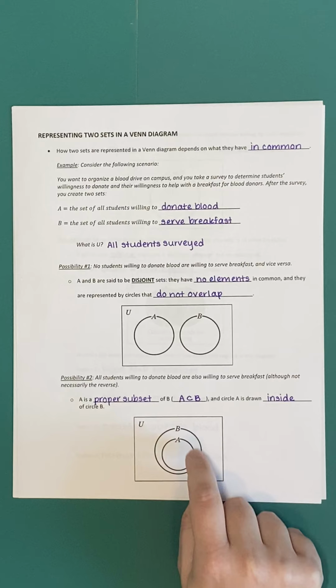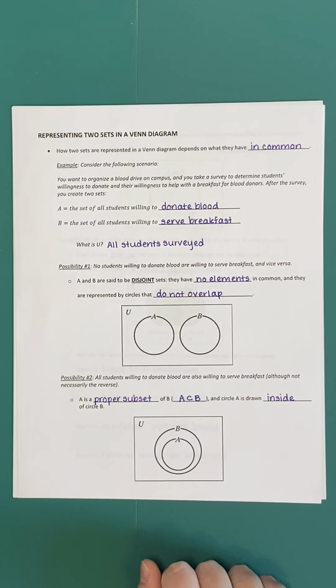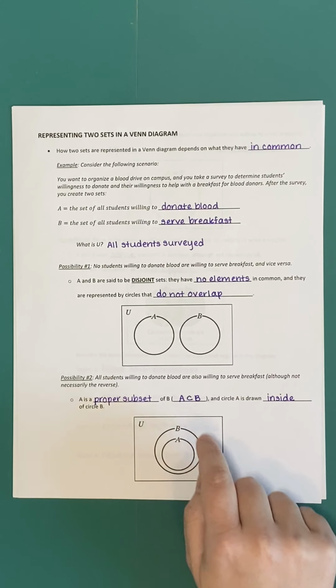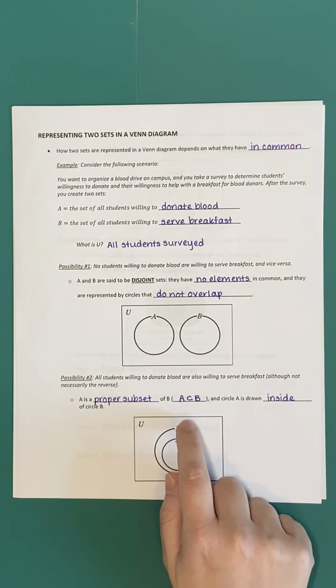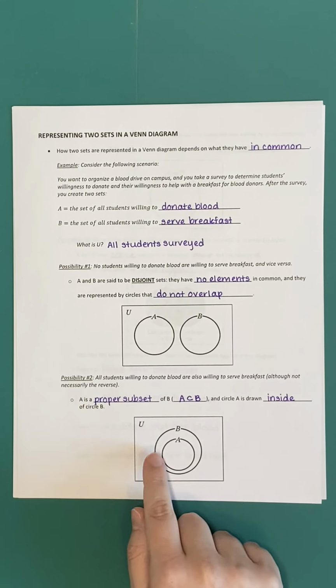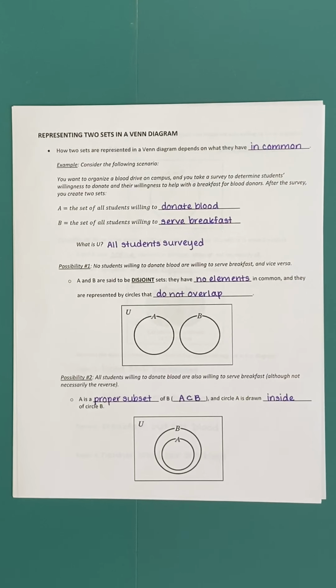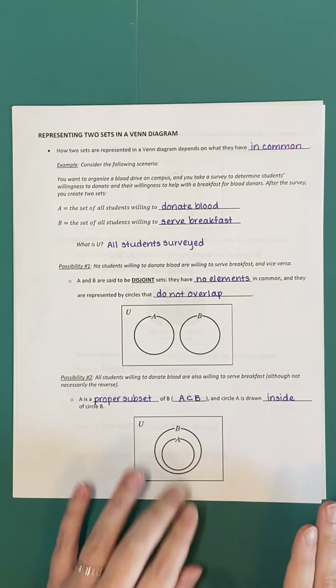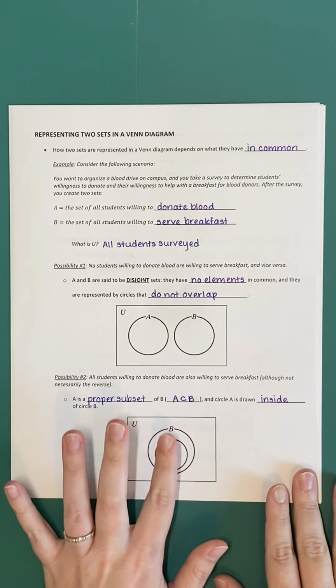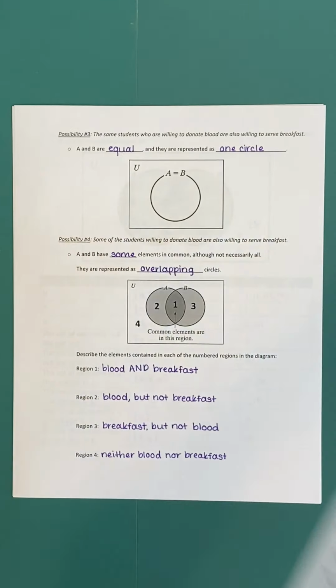Now there's a region inside of B that doesn't overlap with A. Say someone was willing to help with breakfast, but they didn't want to donate blood. Well, they would fall into that additional ring that doesn't fall under A but does fall under B. And again, anyone who's outside of the circles, that means the same thing. It means they were surveyed, but they weren't willing to help with either activity. So that again is fairly uncommon, but also a possibility for what could happen.